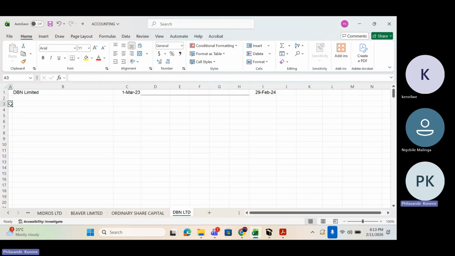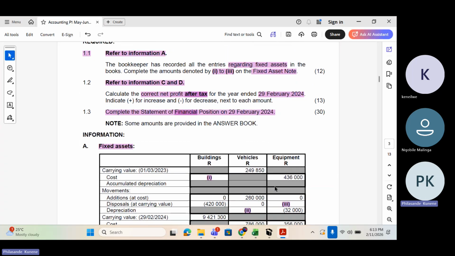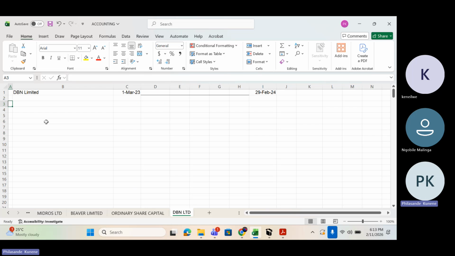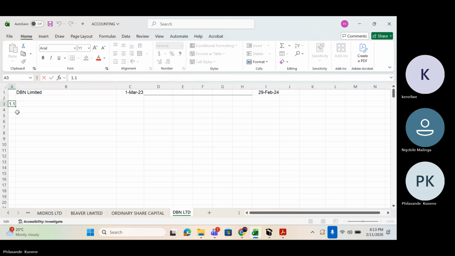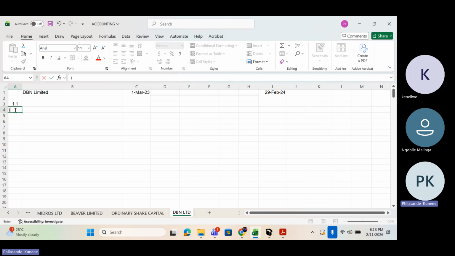I'll just say here, this information is under 1.1. So we're going to do 1.1 here, and then I'm just going to have... okay, let me just do this. I don't know why it is not showing. Okay, we have 1.1 here, and then I'm just going to show the Roman figure 1, which is the one that we're going to work on, and then we see after that.